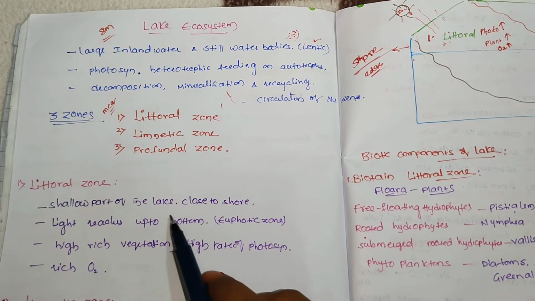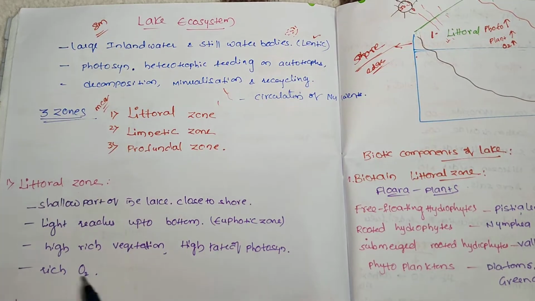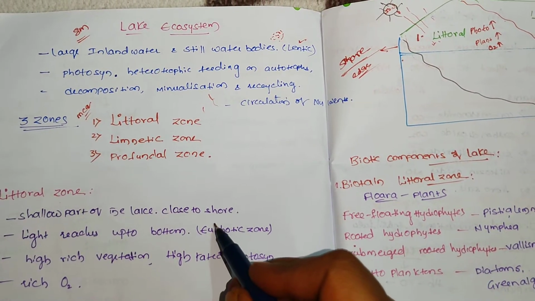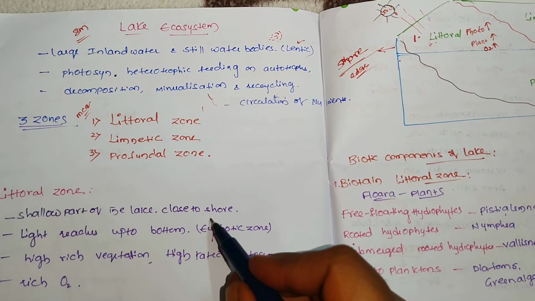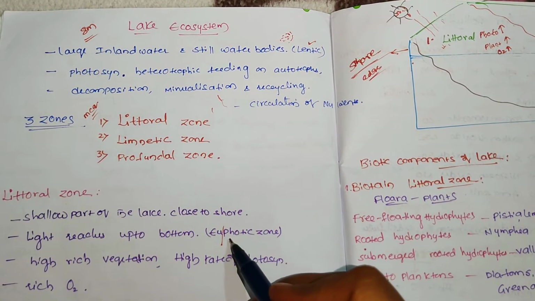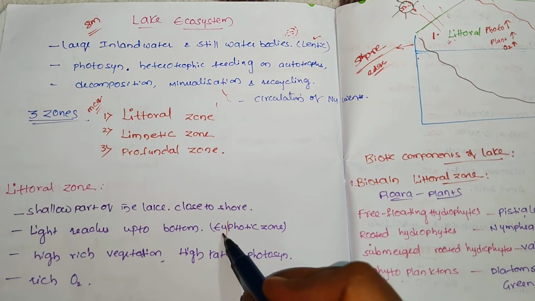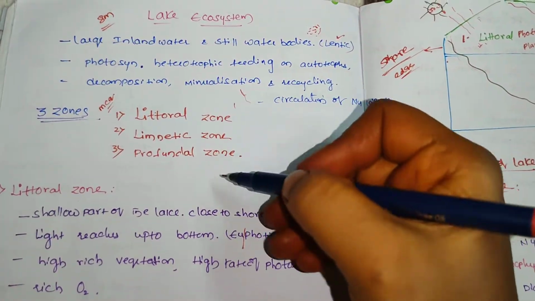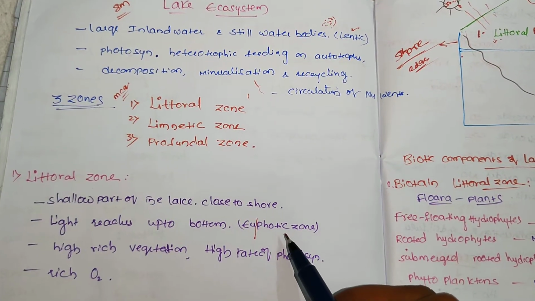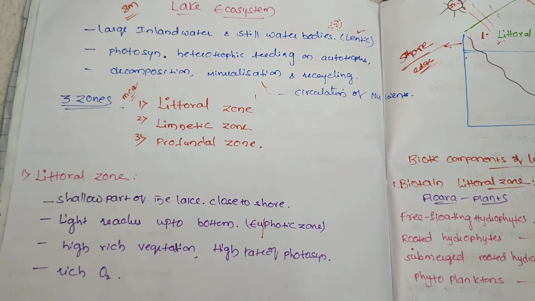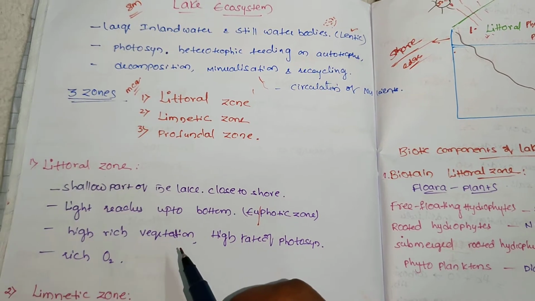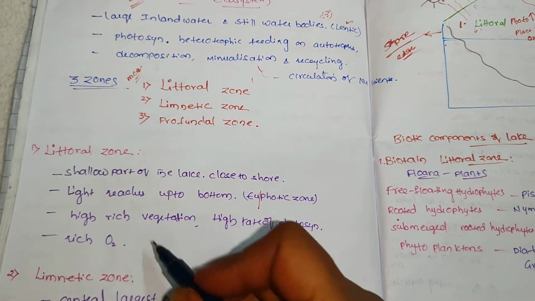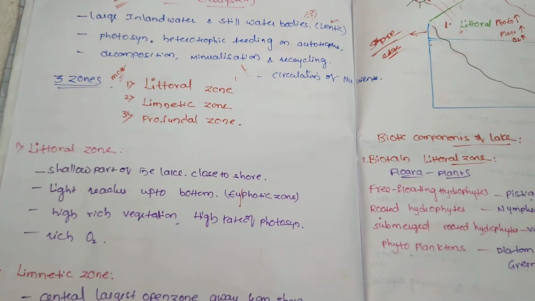So this is the shallow part of the lake, close to the shore, where light reaches up to the bottom. That is why it is also called the euphotic zone. Photo means light. Euphotic zone, the light penetrating zone. Which zone among all is the euphotic zone? The littoral zone. It has rich vegetation and a high rate of photosynthesis, and automatically rich oxygen is also present in the littoral zone.